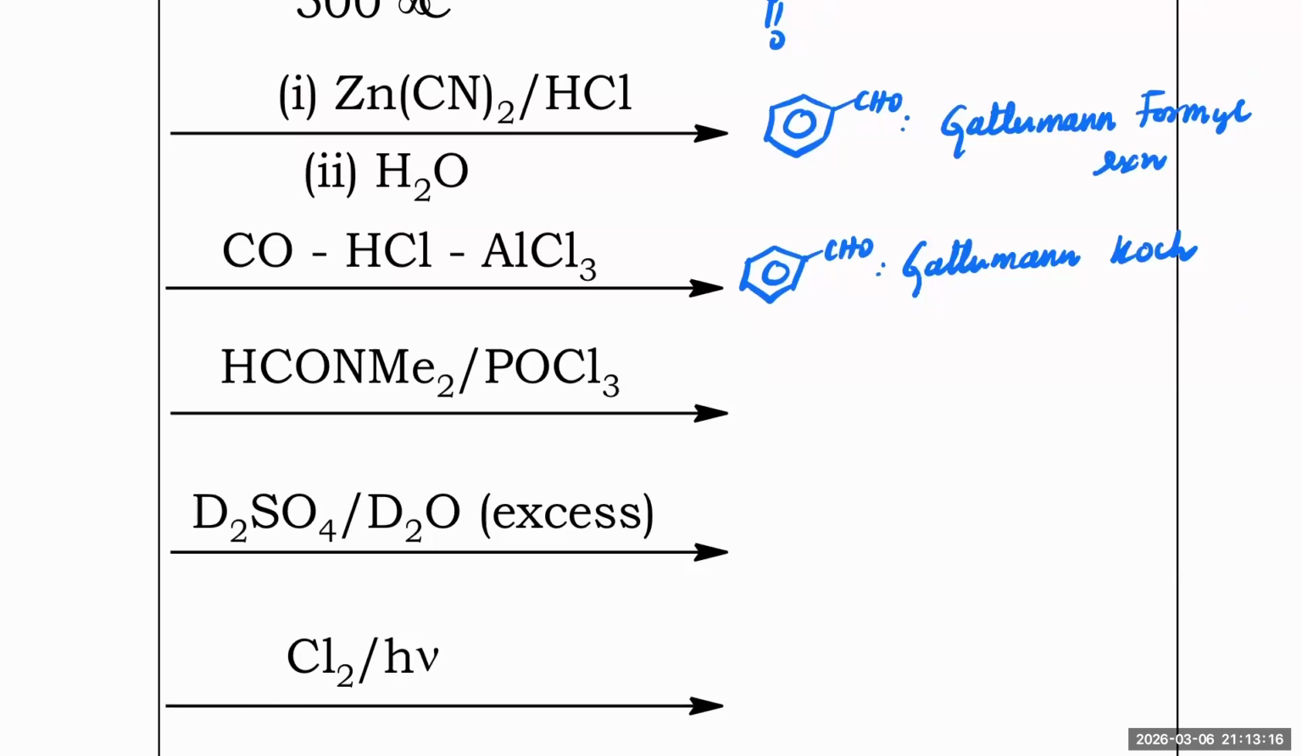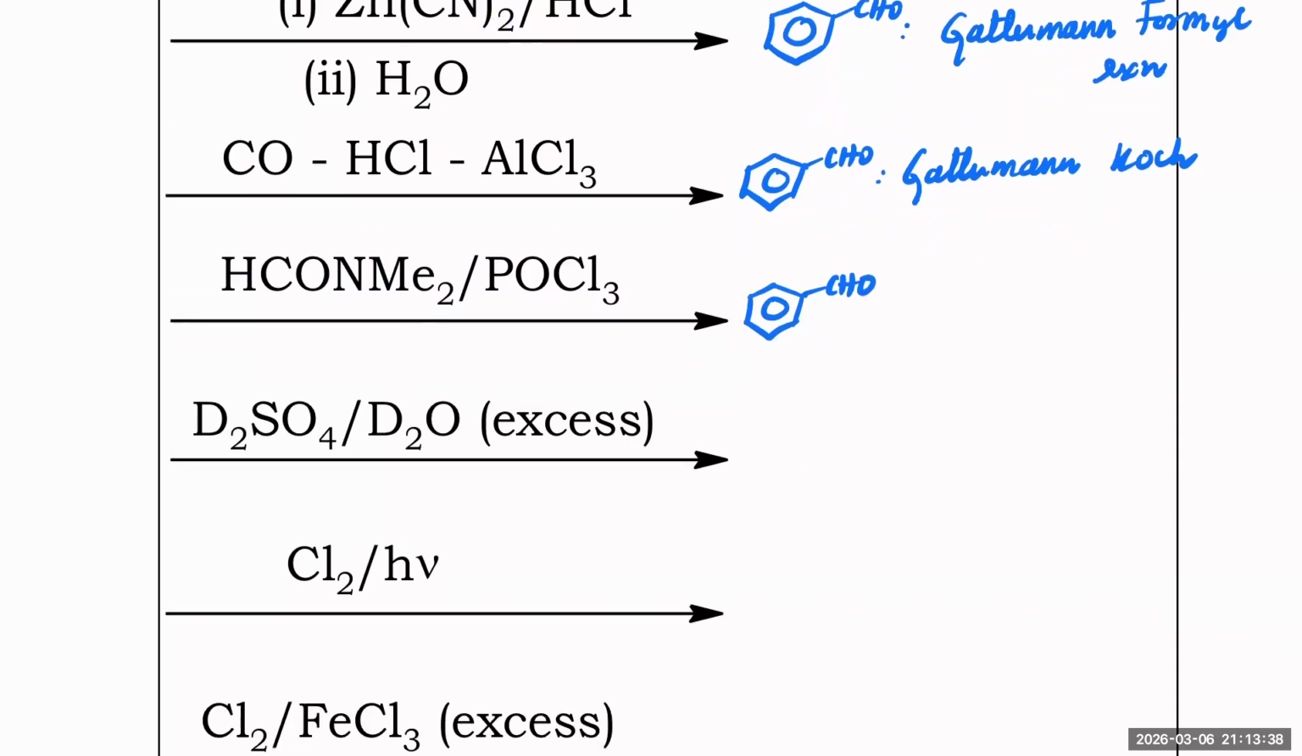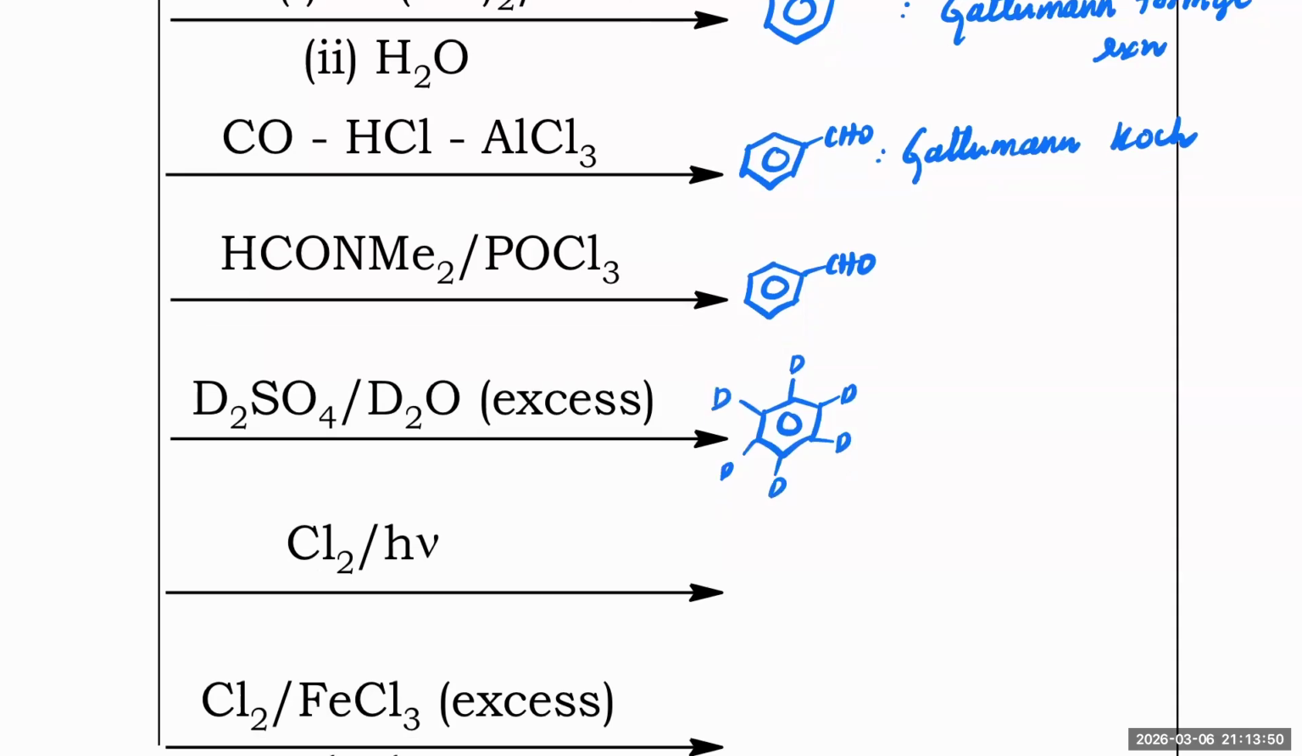Next, if you have POCl3 here, the reaction type is the same. NMe3 will go away from here, so you will get a similar reaction. You will get this as an aldehyde. Just like how here nitrogen left, here NMe3 will also leave, leaving behind the formaldehyde form. Next, D2SO4, excess amount of deuteration. Deuteration will happen at all the positions. You will get D at all positions.